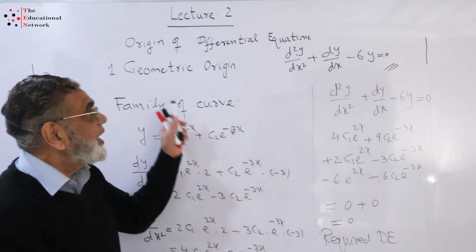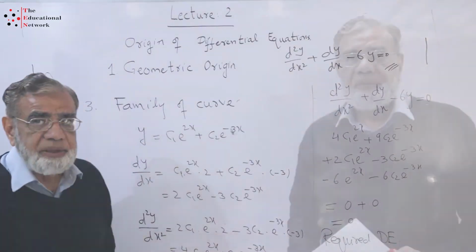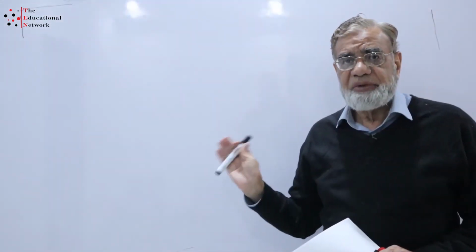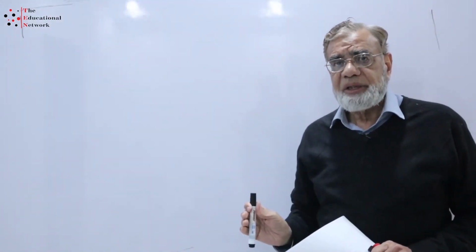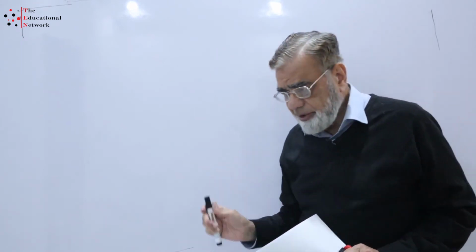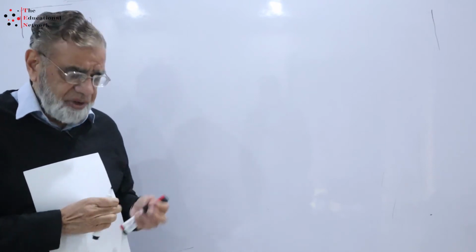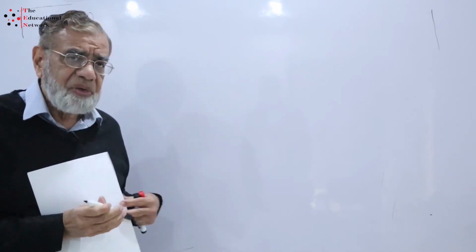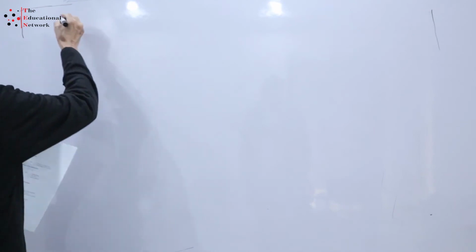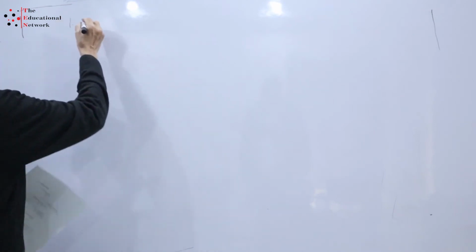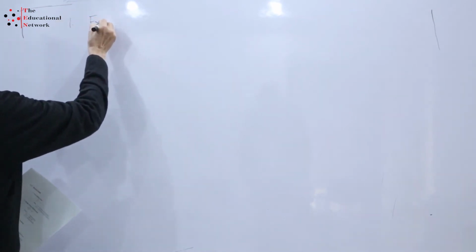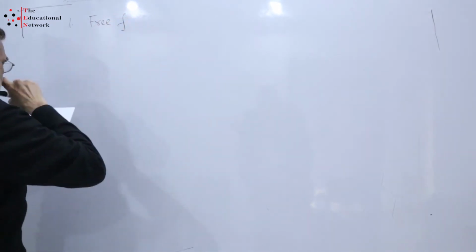So this was the idea of the geometrical origin. We have already done the first part, the geometrical origin, where we took the family of curves, and with the help of family of curves we developed the differential equations. And I am going to show you now the physical origins. The first one, the physical origin, we take the free falling stone.